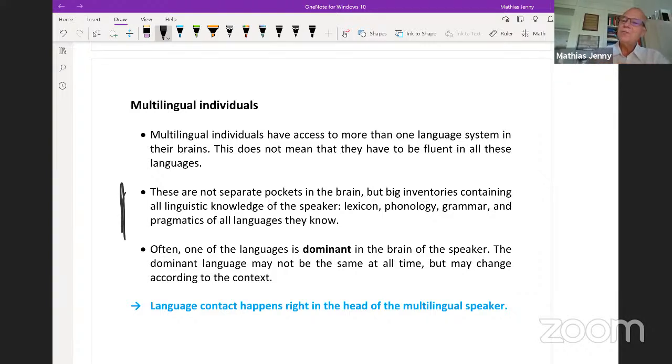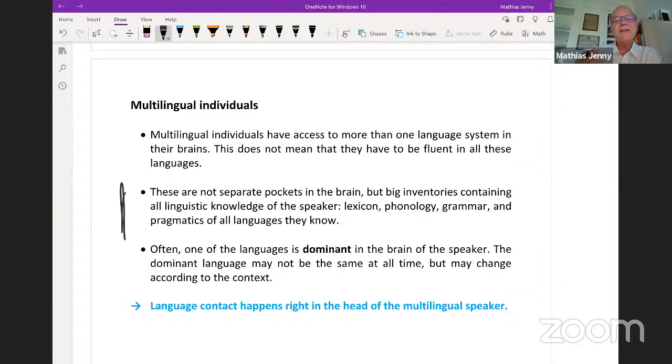So if you speak two or more languages, you just have a bigger inventory of linguistic patterns, linguistic knowledge in your brain. And that covers everything of all the languages you know, like the lexicon, phonology, syntax, morphology, pragmatics, everything is in your brain. So it is very important to know that it is not different parts of the brain. You don't have separate Burmese module and English module in your brain, but it's just one language module, which is filled with different knowledge of different languages.